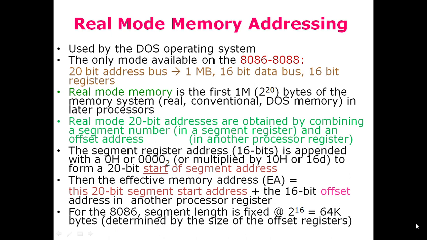All the 20-bit addresses where the rightmost 4 bits are 0 can be the starting address of a segment. So a memory segment cannot be defined at any location. They can be defined only at specified locations, and the size of each segment is 64 kilobytes.